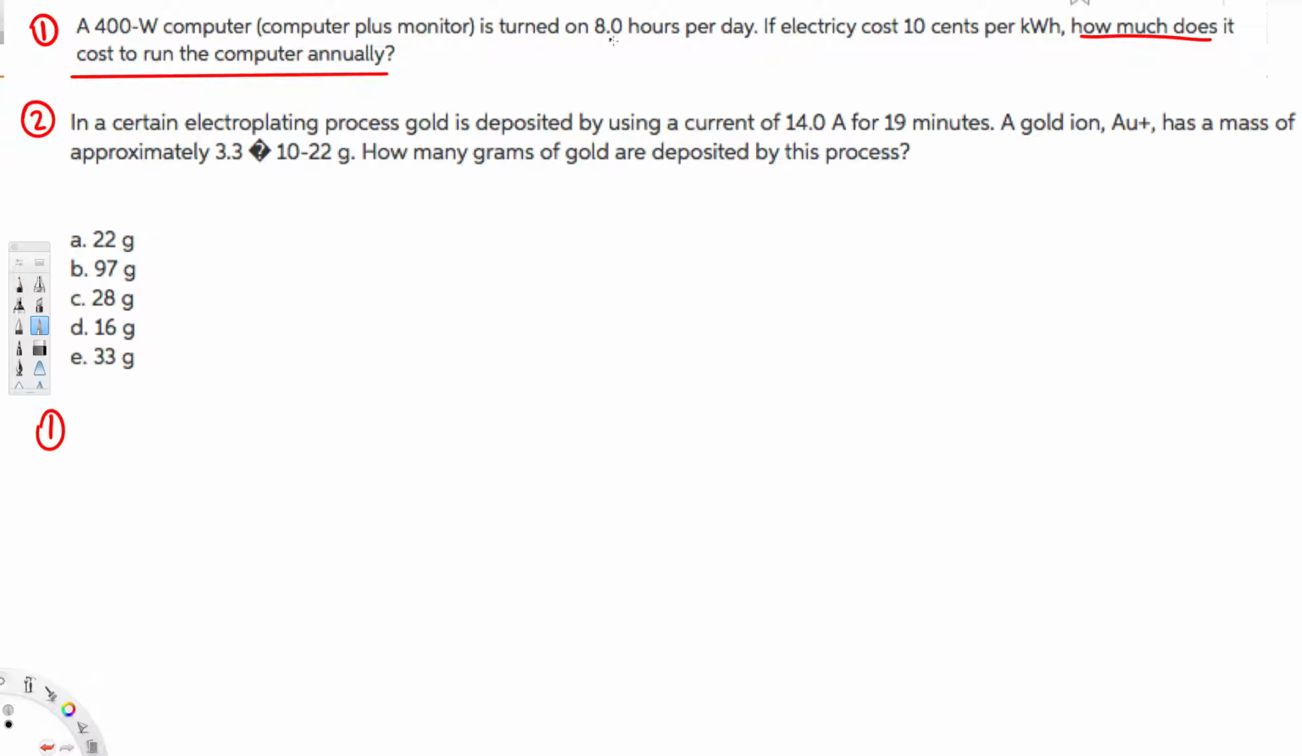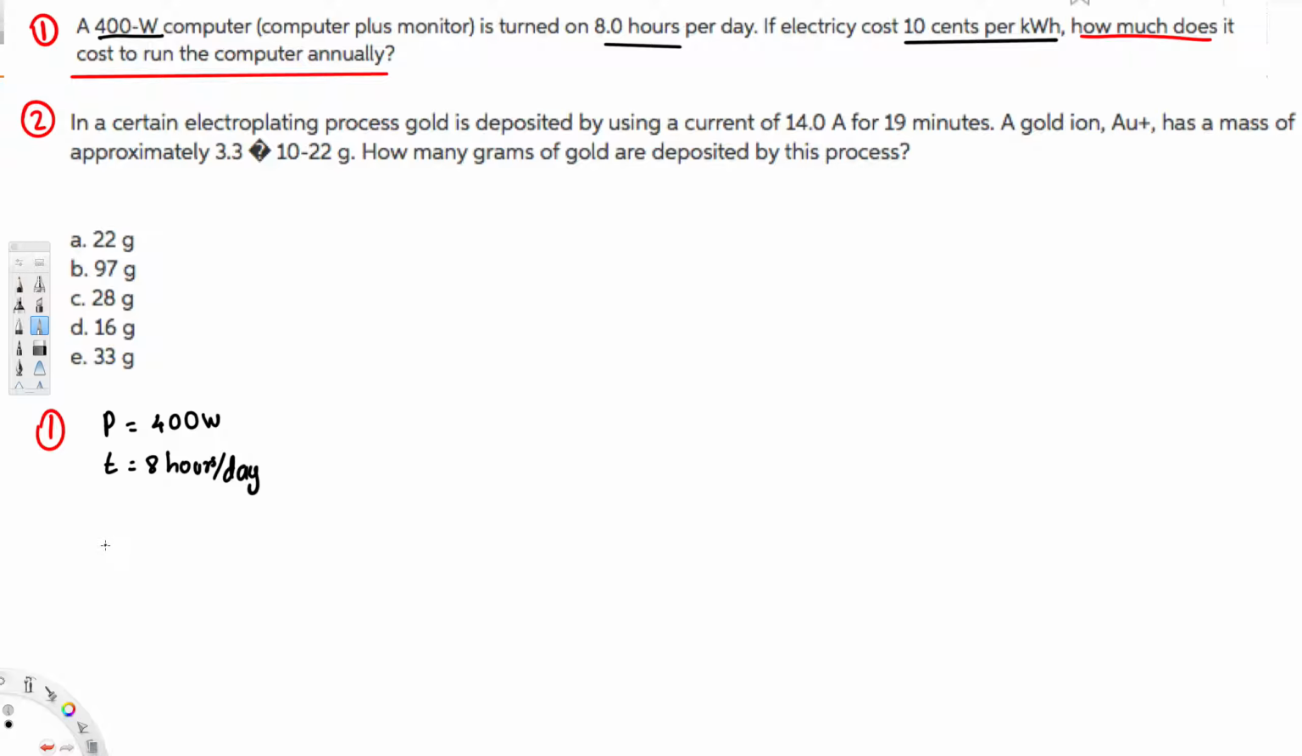First of all, they are talking about kilowatt hour, 10 cents per kilowatt hour. So let's see how we can convert this given information into kilowatt hour. If you notice, we have watts provided. So power is equal to 400 watts, and the time is provided, 8 hours per day. To calculate how many watt hours he is using per day, we can simply multiply these, because that's going to give us watt hour.